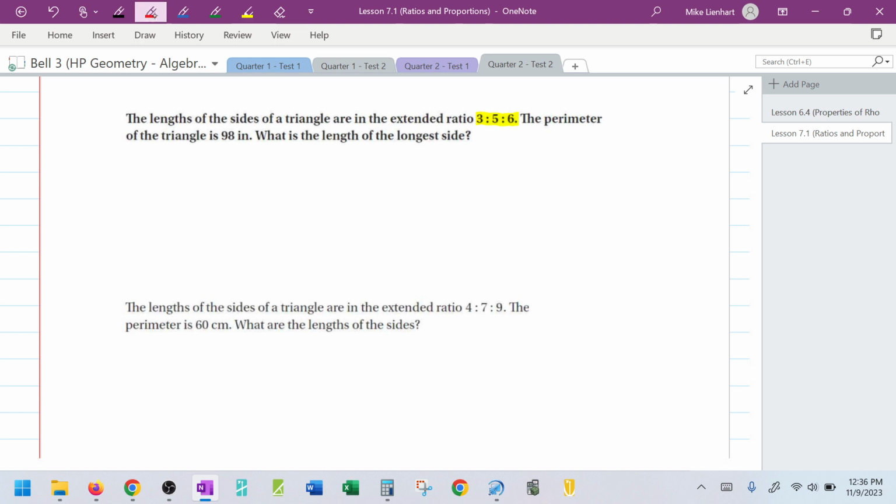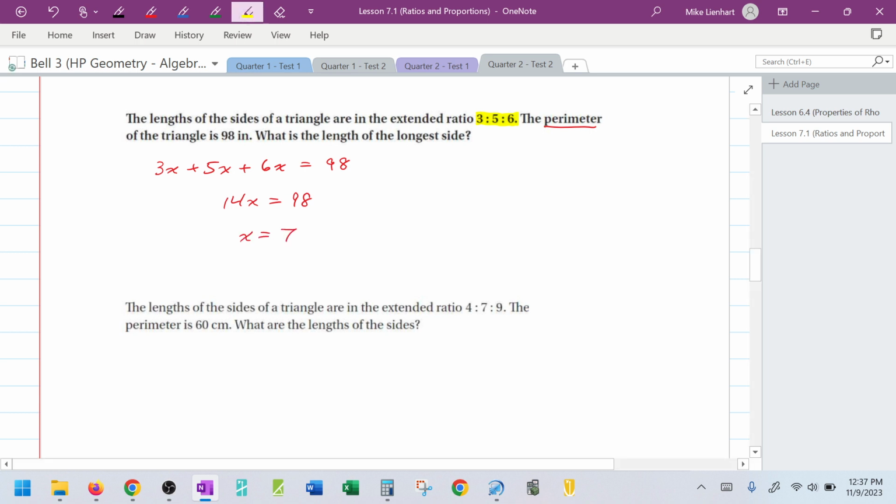I know that if I take that ratio and write it as 3x plus 5x plus 6x, because we're dealing with sides, that will give me the perimeter. And that's what they give me next. The perimeter is 98. This will allow me to find x. So if I combine my like terms here, I have 14x is equal to 98. Divide to solve, I get x is equal to 7.